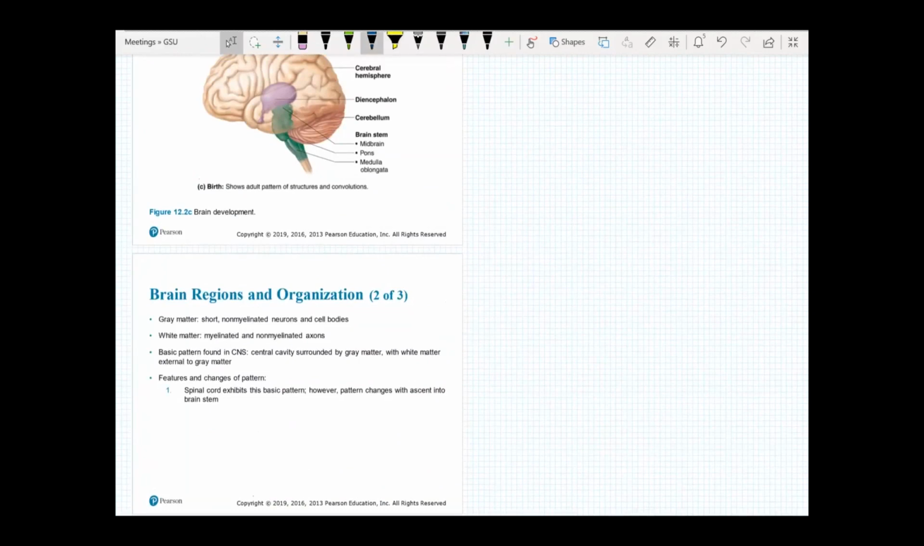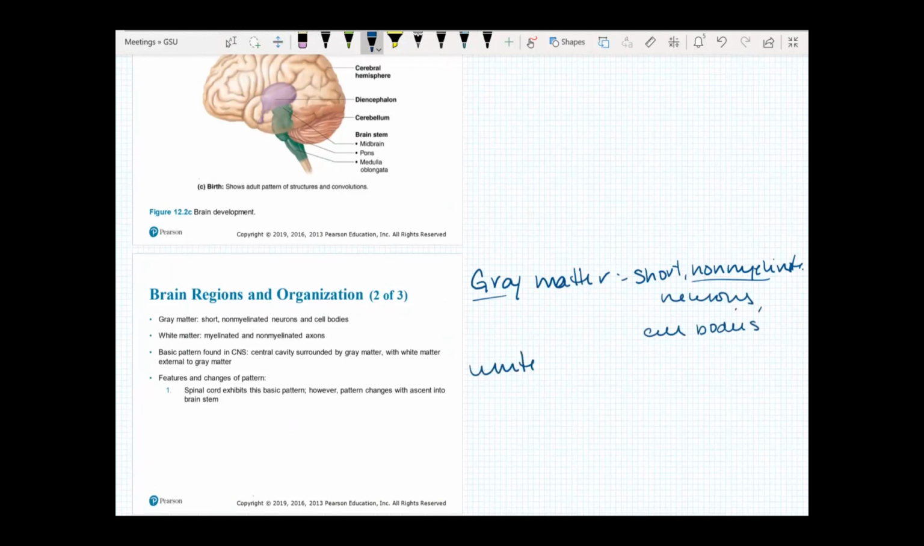So when you see the term gray matter, what this means is that it is going to be short, non-myelinated neurons. And the reason it's non-myelinated, the way you know that gray is non-myelinated, remember myelin is a fatty substance. A fatty substance is white. If you don't have the fatty substance, it looks gray. And this would also be cell bodies because the cell bodies would be the soma, and there is actually no myelin around that, therefore it is gray.